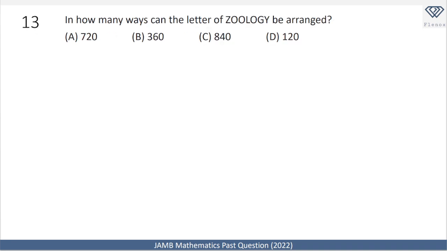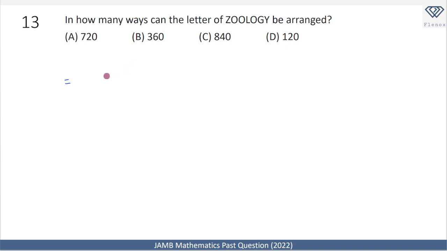So now, in how many ways can the letters of zoology be arranged? Now, this is a classic permutation problem, looking at the ways in which numbers and words can be arranged. If you remember from that discussion, the way to address this is to make use of factorial, but first we count how many letters we have here: 1, 2, 3, 4, 5, 6, 7. So we have 7 letters in the word zoology.